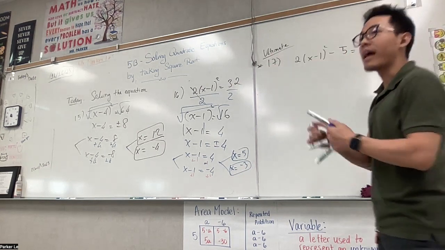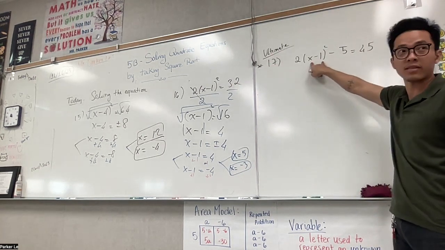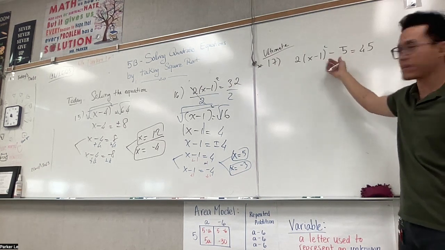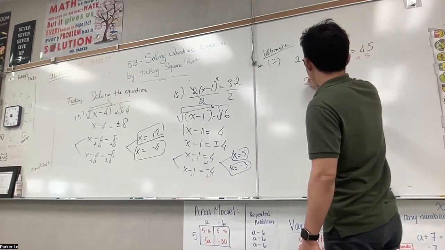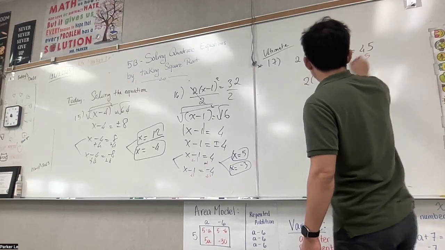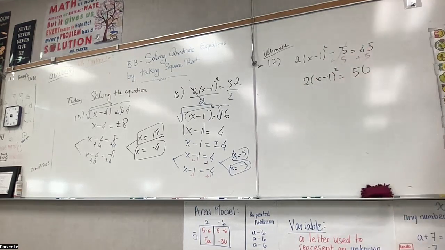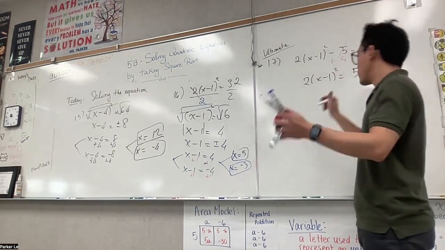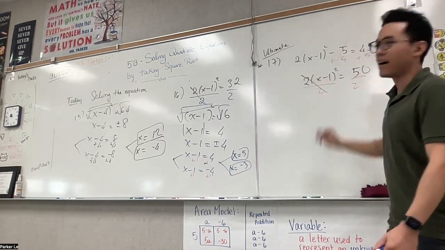Just say it. Just get rid of everything. Only squares on one side. So I'm gonna get rid of the negative 5 first. Add 5. Add 5. Good. Gone. I have 2 times x minus 1 squared equal to 45 plus 5 is 50. Okay. What next, Brandon? Divide by 2. I don't know why I said 3. 1 point off. Okay. All right.